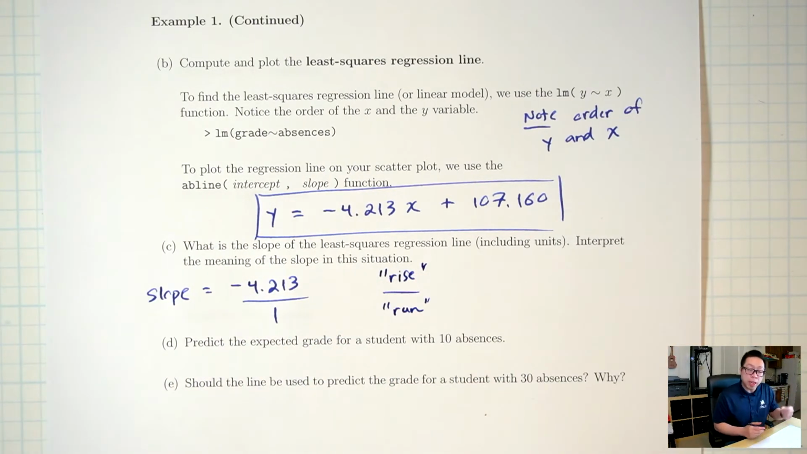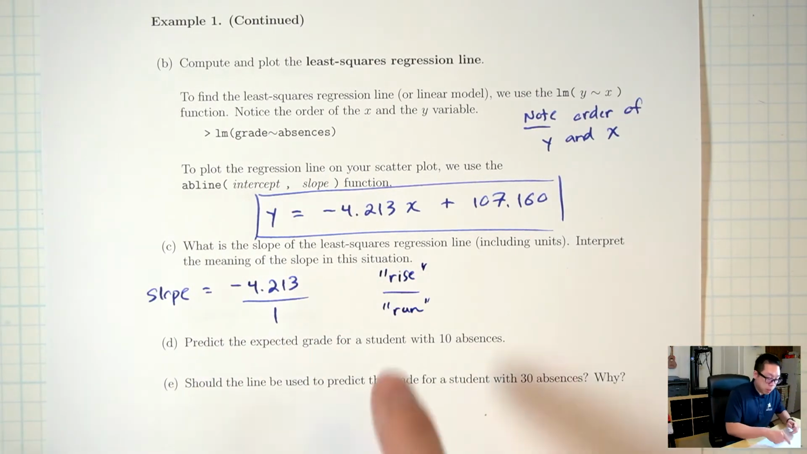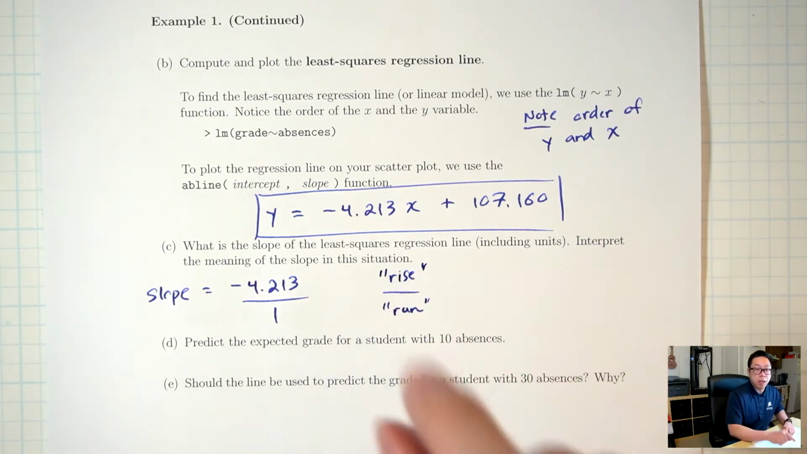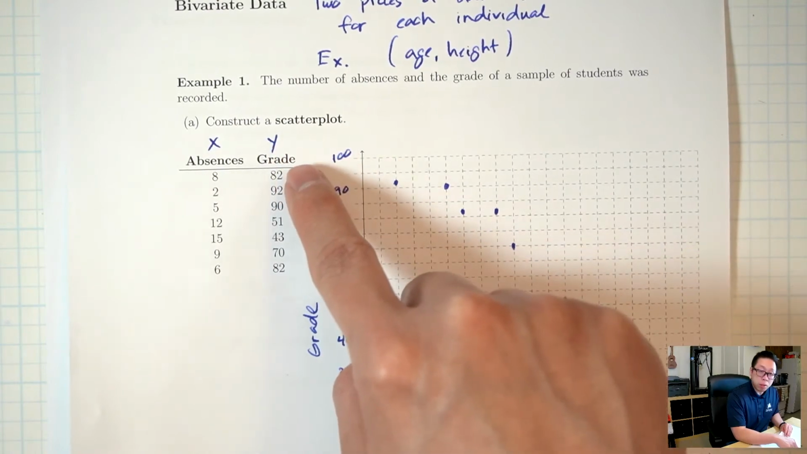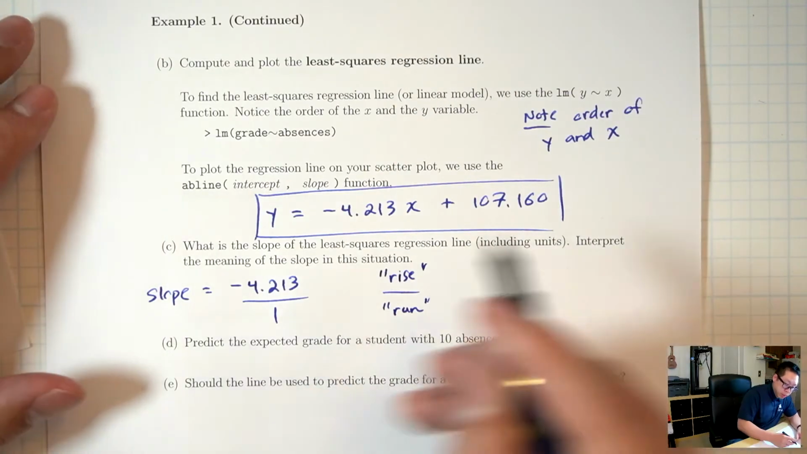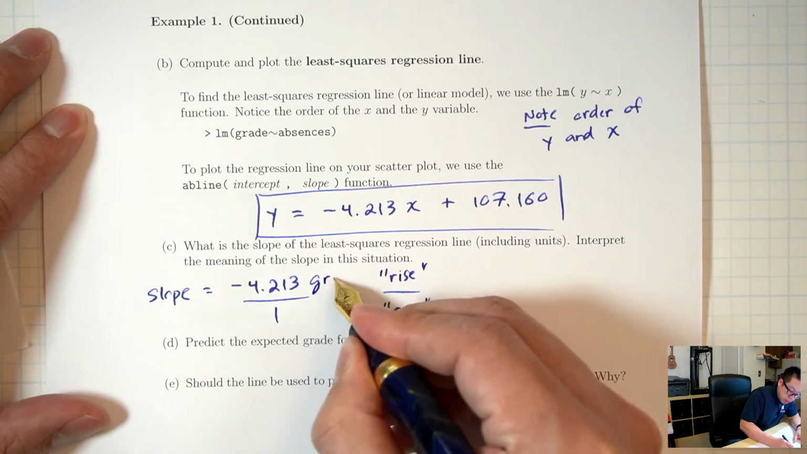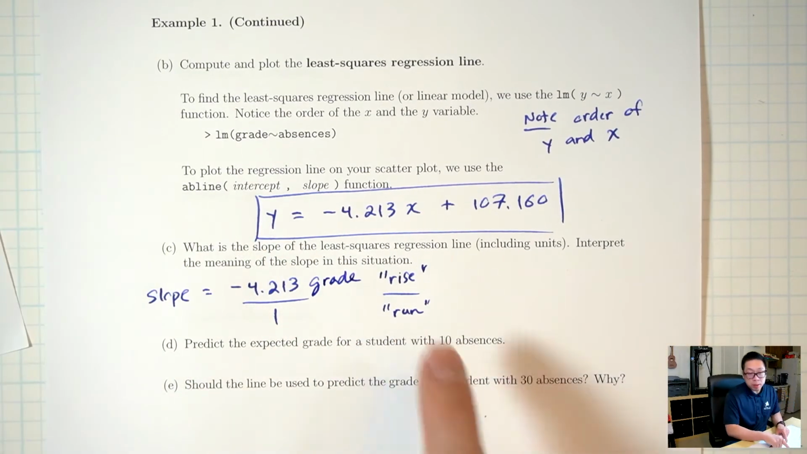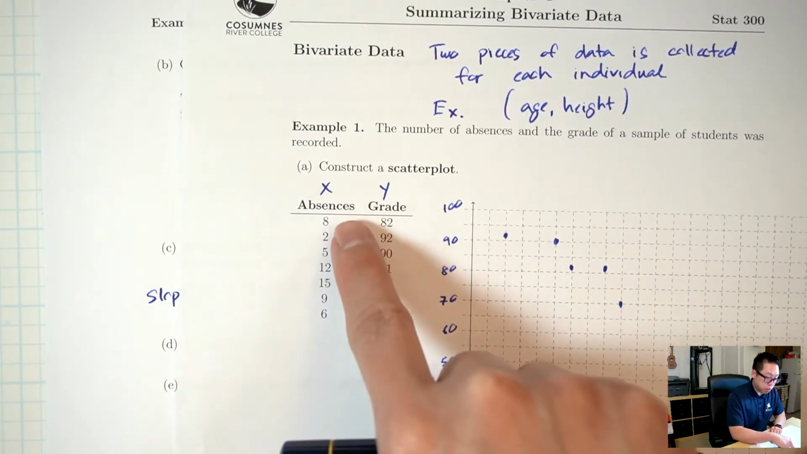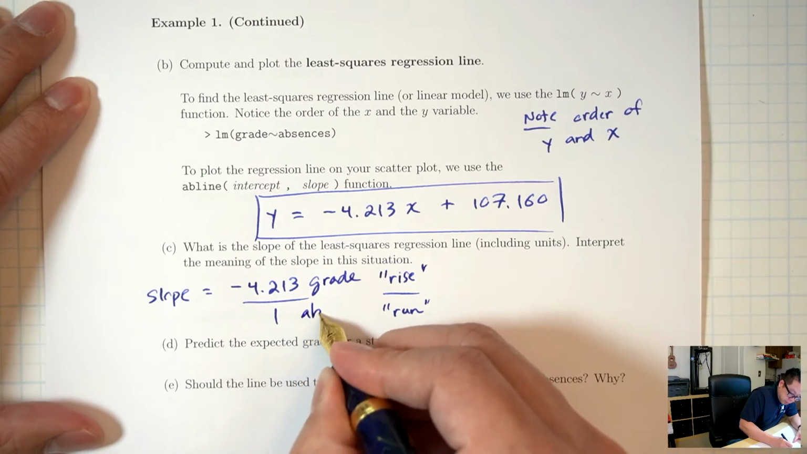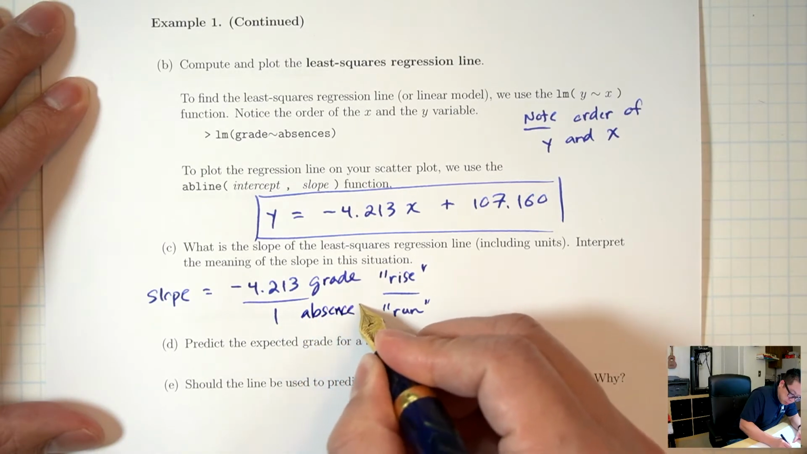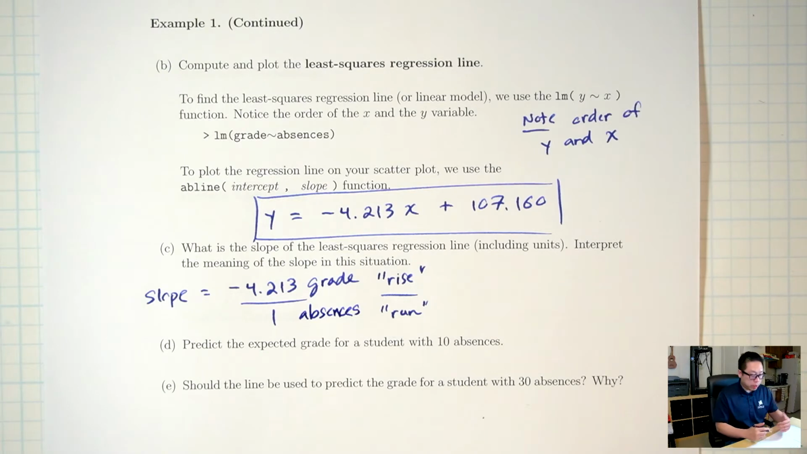Rise means up or down, and run means left or right. So up top should be our up-down units. Up-down would be y, and our y units are grade. That means the units up top are going to be grade. Run means left or right. Left-right units are our x. Our x units are absences. So for slope, the top is going to be our y units, the bottom will be our x units.